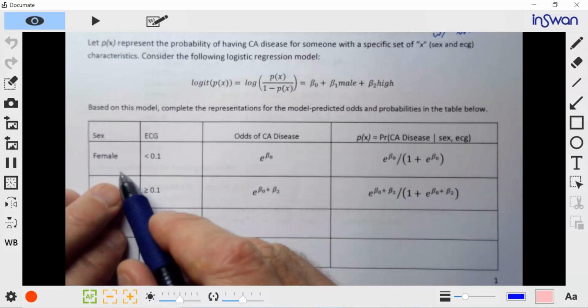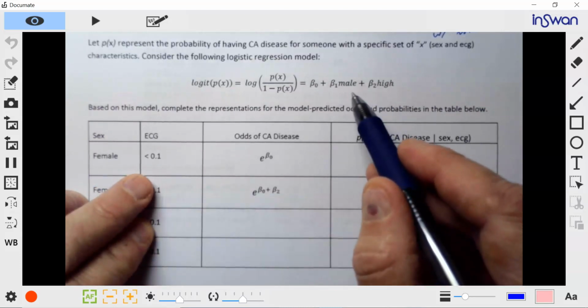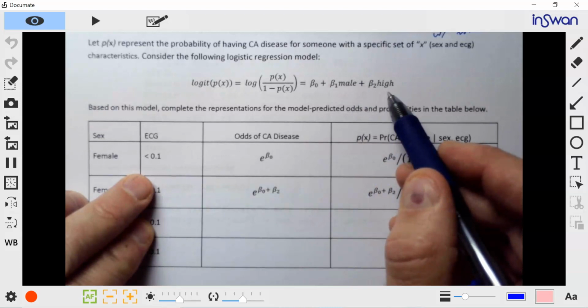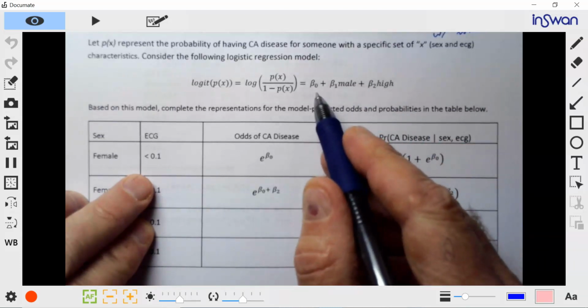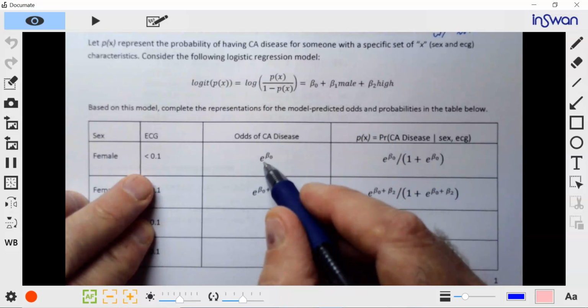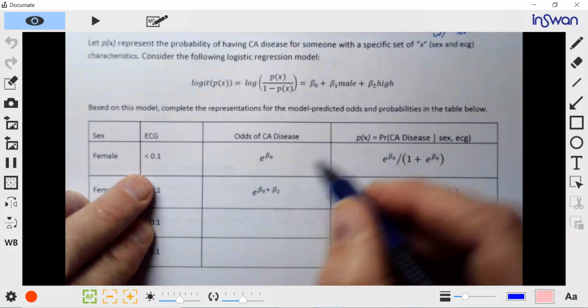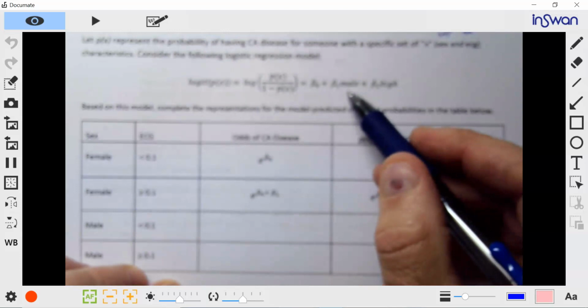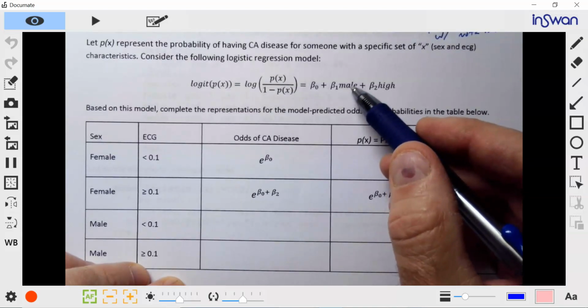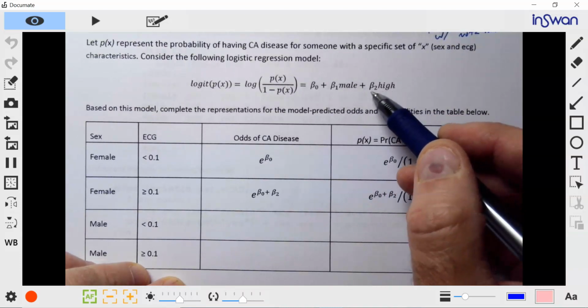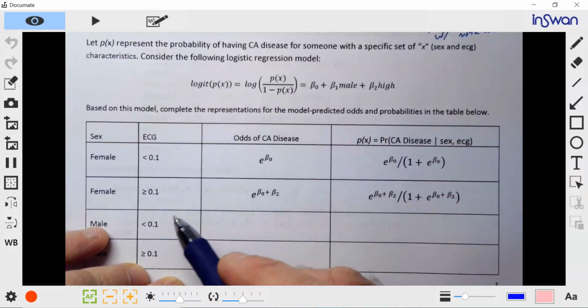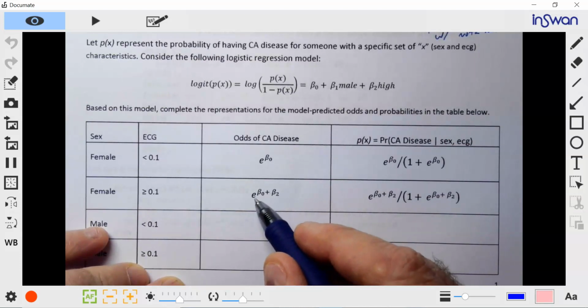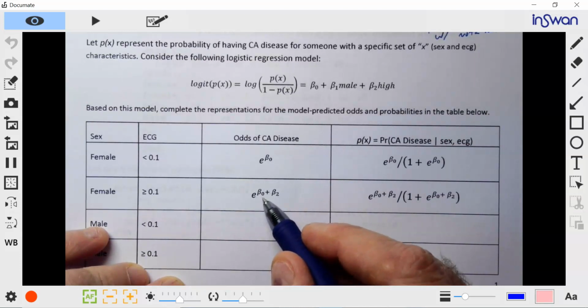So for females with low ECG, both male and high would be 0. So the odds of coronary artery disease for females in this category would be e to the beta 0, because both of these terms would drop out. For females with high ECG, the male term is still 0, so we don't have beta 1, but now high is equal to 1, so we do have beta 2. So for females with high ECG, the odds would be e to the beta 0 plus beta 2.